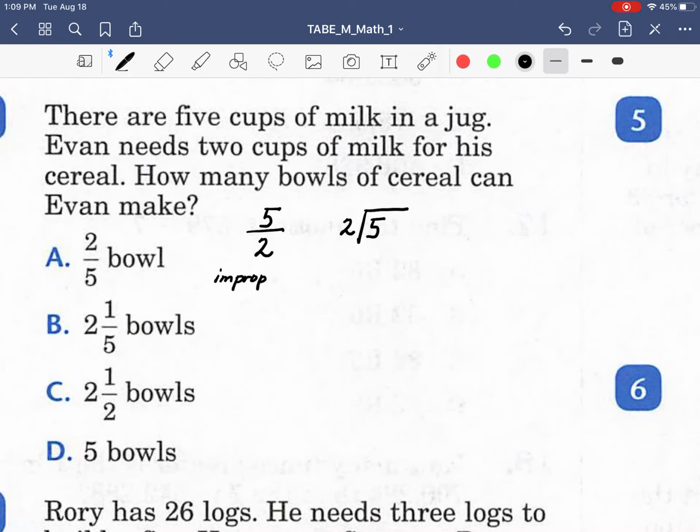This is called an improper fraction. It's top-heavy, meaning the numerator is bigger than the denominator. And if you notice over here in my answer choices, I do not have improper fractions. So we're going to have to convert that improper fraction. But it means exactly the same as 2 divided into 5.